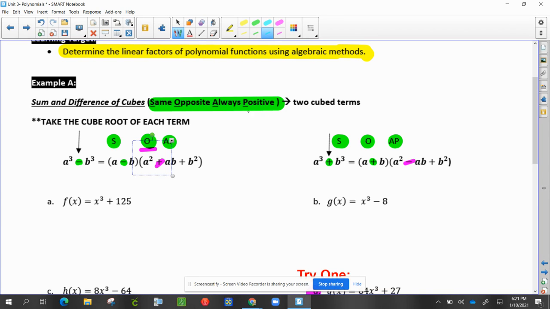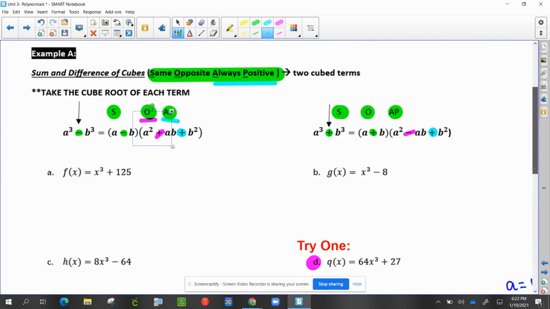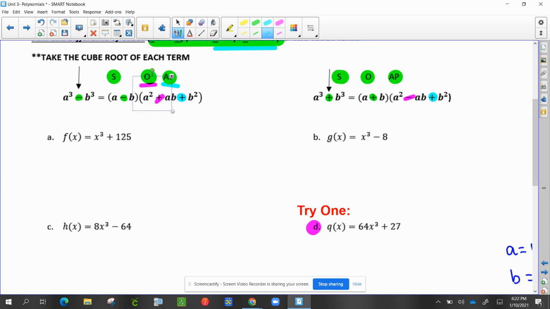Our last one is always positive. That plus right there, plus b squared, is always going to be positive. So if you just remember the general pattern, you can put the sign changes in by using SOAP: same, opposite, always positive. Okay, let's put this to some examples and you'll get the hang of it. All it is is putting the numbers in the pattern. We're not really doing any work to factor these. We just have to know how to find a cube root.